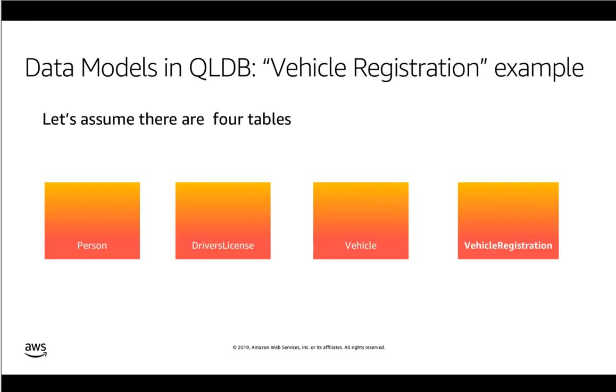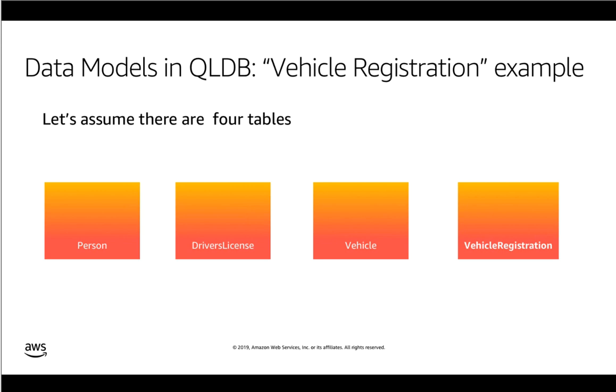QLDB stores data records as documents, like we mentioned earlier, and these documents are essentially just Ion struct objects that are inserted into a table. For the vehicle registration example, let's assume there are 4 tables: the person, who could be an owner of the car, a driver's license, the vehicle, and the vehicle registration.